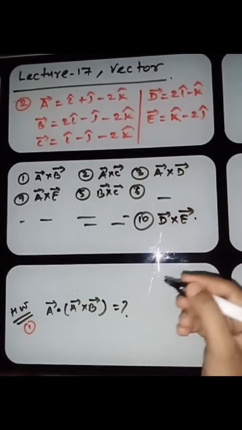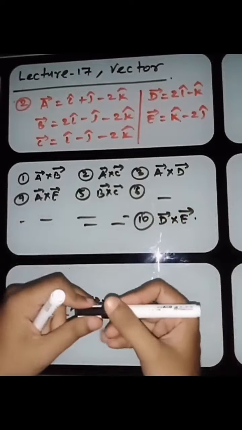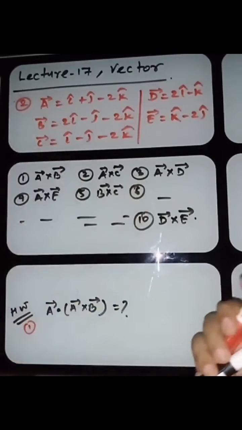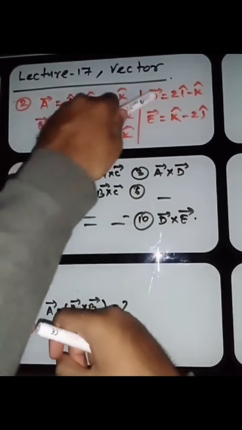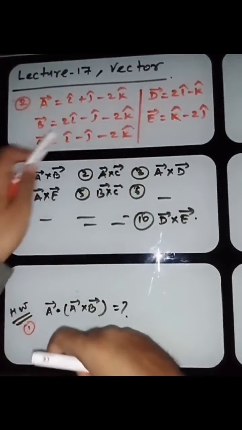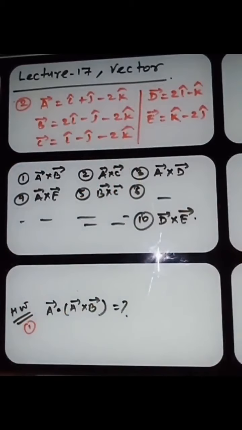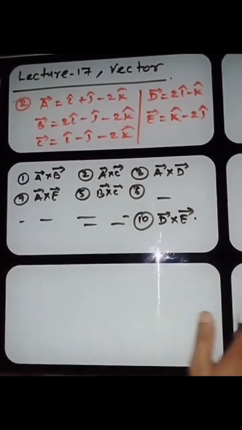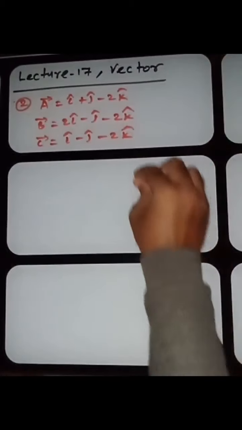I hope you got it. In the same way I have given the number of questions. You have to make the proper combinations: B cross C, B cross D, B cross E, C cross D, C cross E, and D cross E. In this way there will be 10 questions you have to solve. Okay, now next, I will use this vector. I'm not going to rub this one.